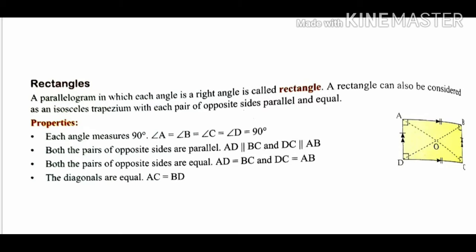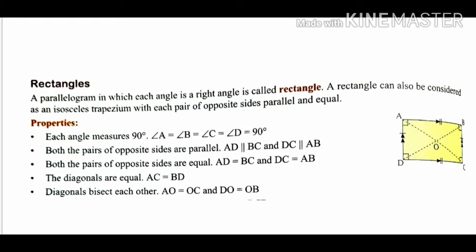Diagonals bisect each other. If you see the diagonals here, AC and BD are two diagonals. That means AO is equal to OC and DO is equal to OB. So these are the properties of the rectangles. If you look at the figure, you can easily identify which are the angles, which are the opposite parallel sides and equal sides.